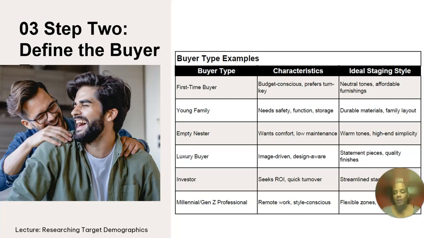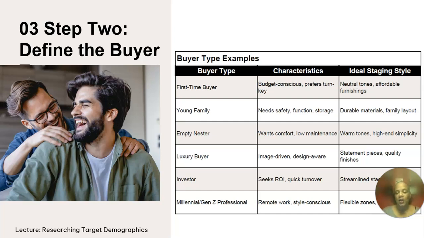So young families, they need safety, they need function, they need storage, they need durability. So you're thinking about, what would a young family need when you're now starting to think about the durability of the materials and how you're going to stage. Empty nesters want comfort and low maintenance. That's getting ready to be me. Absolutely. So how are you providing that in a staged space?